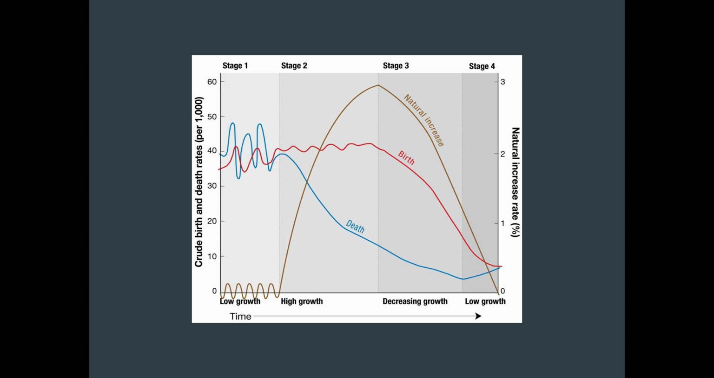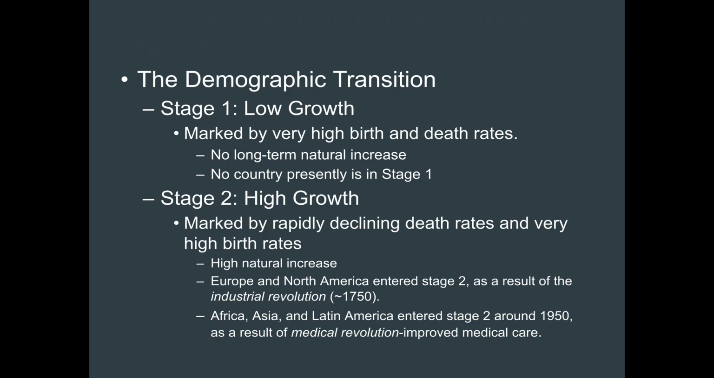Birth rate stays the same. That means the population will go up, because as death rates go down, natural increase will automatically increase. And then you go into stage 3, where you see birth rate start to plummet with death rate, and so too does the natural increase, until you get all the way to stage 4, where birth rate almost meets death rate, and the natural increase goes all the way down. And then we'll talk about a possible stage 5 later.